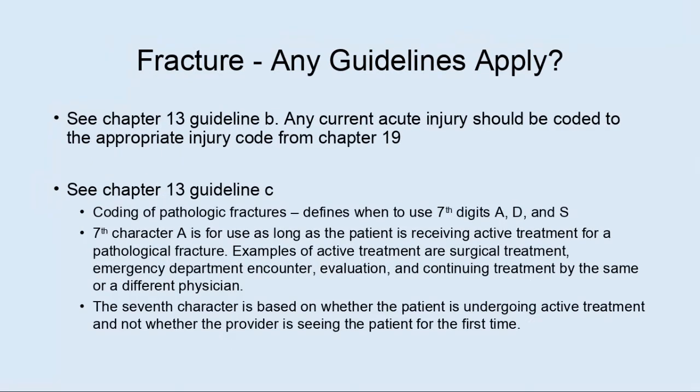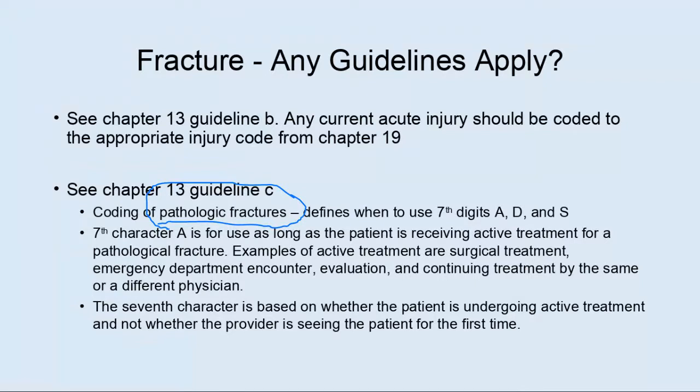So are there any guidelines related to this fracture? Look at Chapter 13, Guideline B. Any current acute injury should be coded to the appropriate injury code from Chapter 19. On the other hand, this is not an injury. It's not caused just by the fall down the stairs. It's caused by the osteoporosis. So that means you're going to use Chapter 13, Guideline C, pathological fractures.